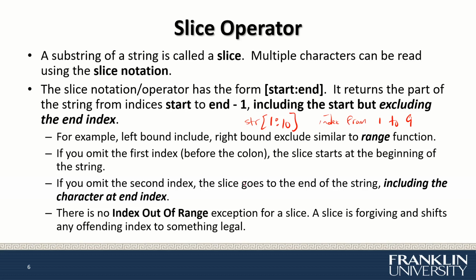You can omit the second index, then you will go all the way to the end of the string, including the character at the last index. So if you want to get all the characters all the way to the end, do not specify the end index. And there's no index out of range error. So if I say, for example, string[:1000], there's no 1000th character. That's fine. You just go all the way to the end.